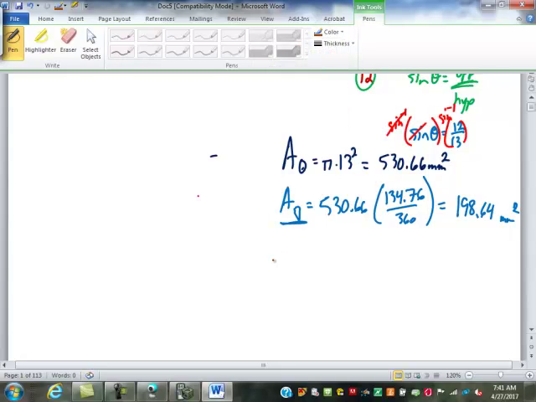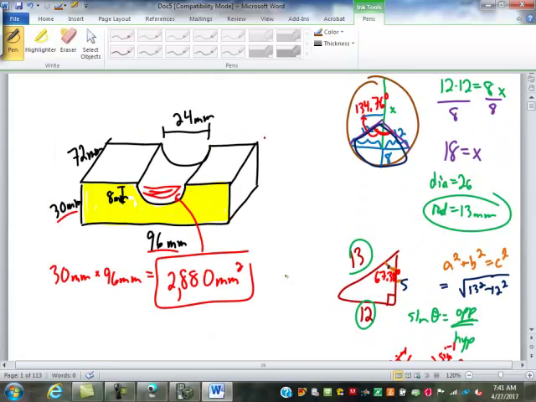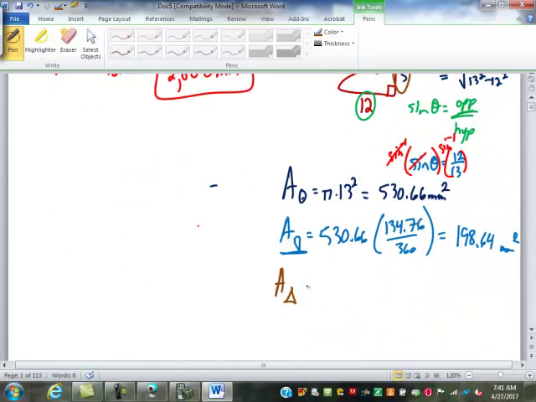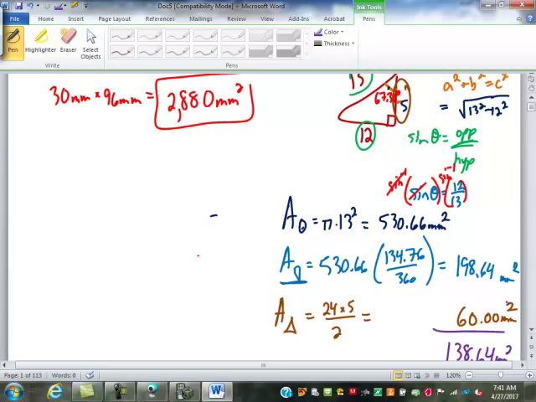From that, we're going to subtract the area of the triangle. The triangle, we found this height here to be 5 from here, and the width here is 24. So the area of that triangle is 24 times 5 over 2, which is 60 millimeters squared. So that subtracts, goes 138.64 millimeters squared is the area of that segment. So that has to be subtracted.